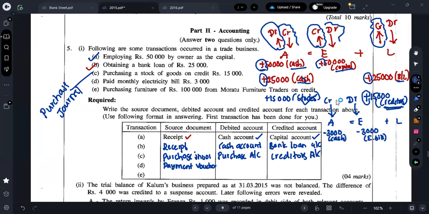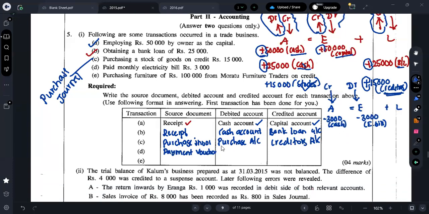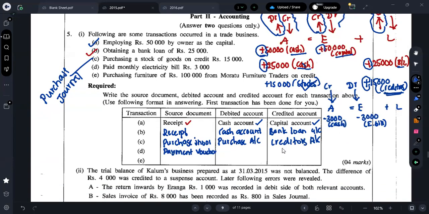What account should be debited? Our cash account should be credited. Whereas what account should be debited? Under that we have electricity. So electricity bill account should be debited.